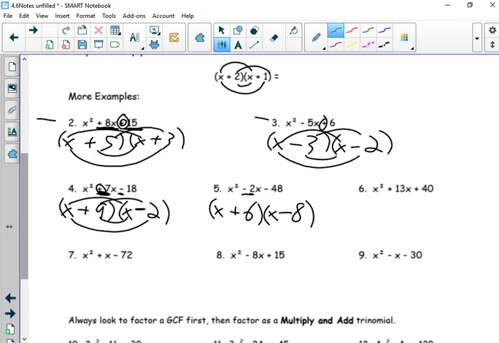But we're not going to move on. We're going to check. X squared, obviously good. Minus 8 plus 6 is negative 2. Good to go. Negative 48 for sure.